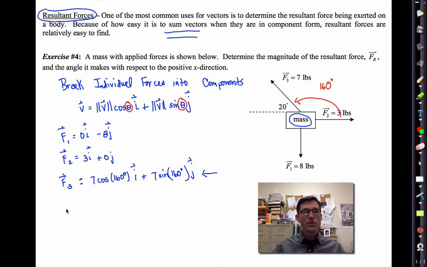Because the resultant force, F sub R, is going to be adding up all the horizontal components, so that'll be 3 plus 7 times the cosine of 160.